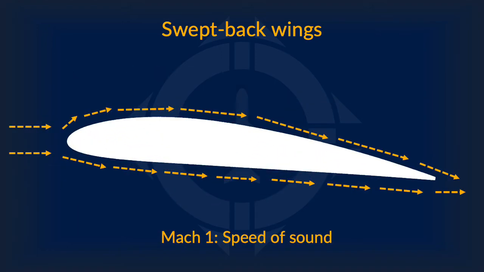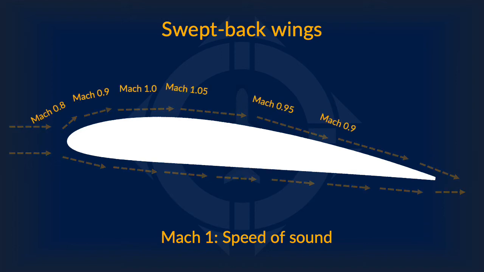First, however, we need to explain the problem with transonic flight. For that, we must turn to the unit called a Mach. Mach 1 is simply the speed of sound. Mach 2 means twice the speed of sound. Mach 3 means thrice, and so forth.